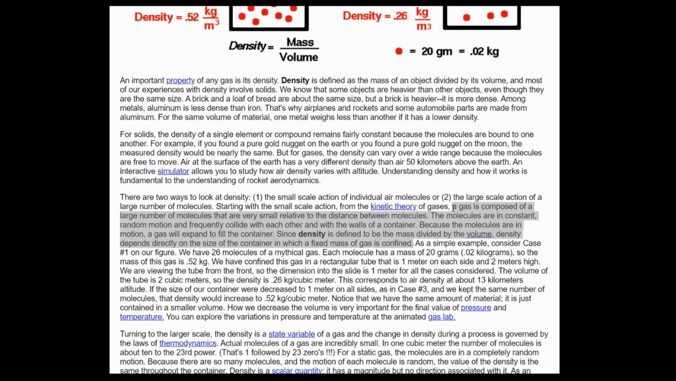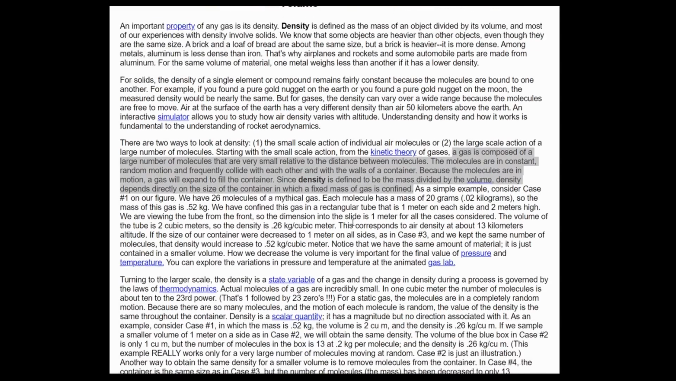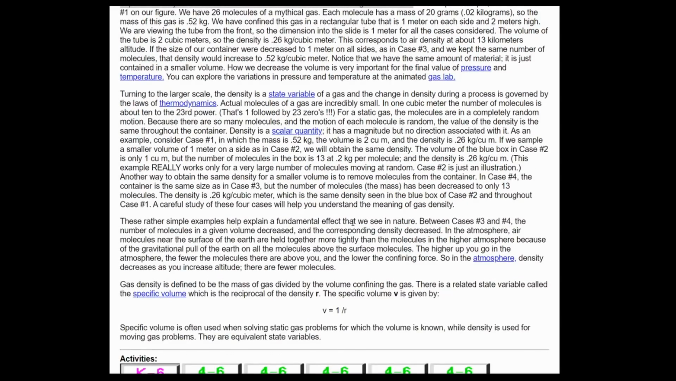A gas is composed of a large number of molecules that are very small relative to the distance between the molecules, and so forth and so on. I won't go through the whole thing. What you didn't read, though, was this down here in this last paragraph.